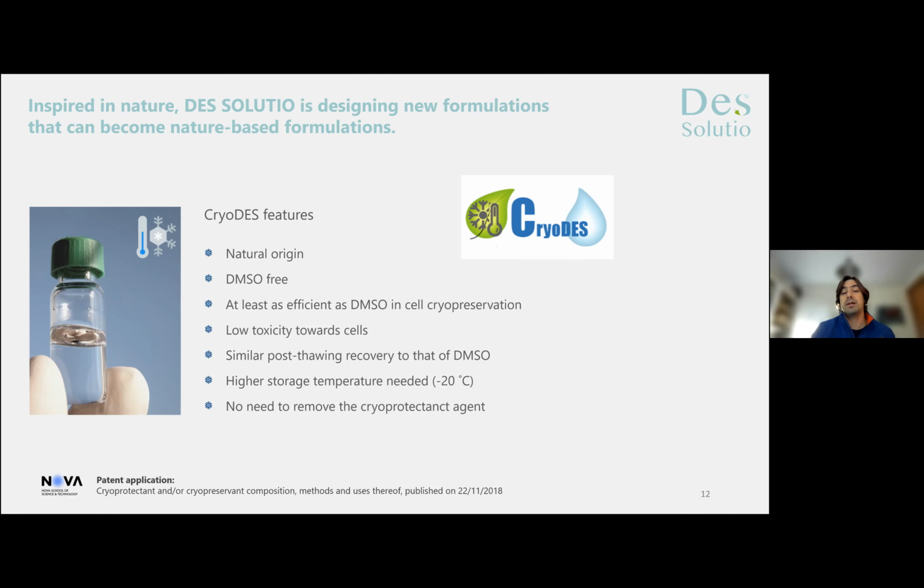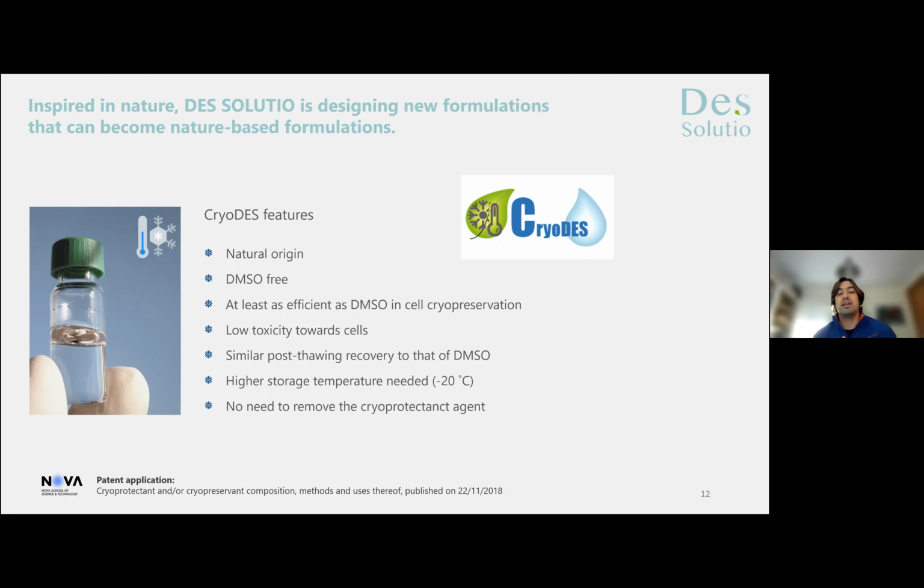This is done using DMSO, which means that we have to freeze it in liquid nitrogen at minus 196 degrees. Then we have to defrost it and remove the DMSO before we can inject the cells into the patient. This is very expensive, this is very complex. That's why cell therapy is not accessible for everyone, and it's a very expensive therapy that only a few people can use.